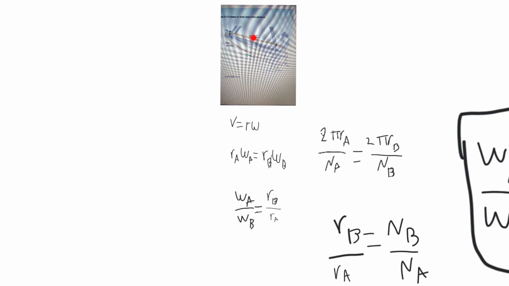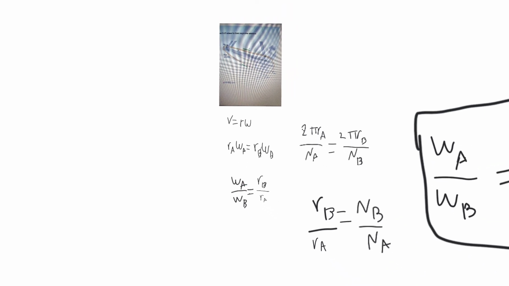Since they both have the same tangential velocity, we know that the product of the radius and angular velocity for one and the product for the other are going to be the same. By using this formula, we can get a ratio, just playing around with the formula. You divide the angular velocity on both sides, and you get this kind of ratio.